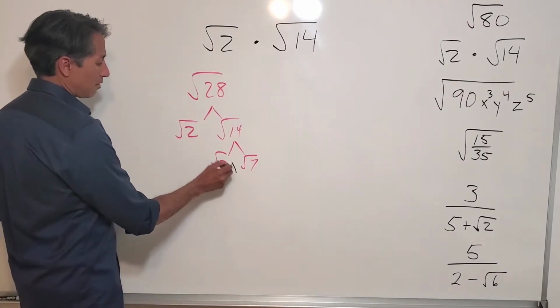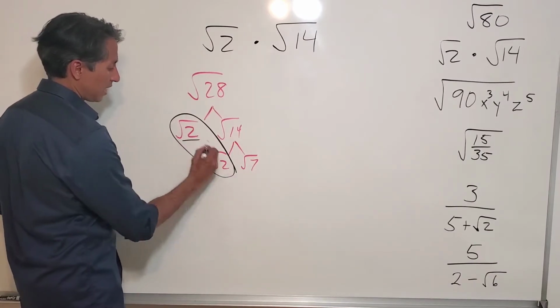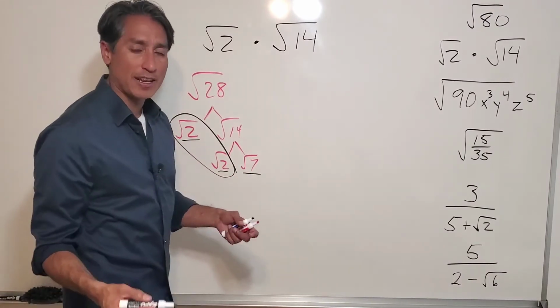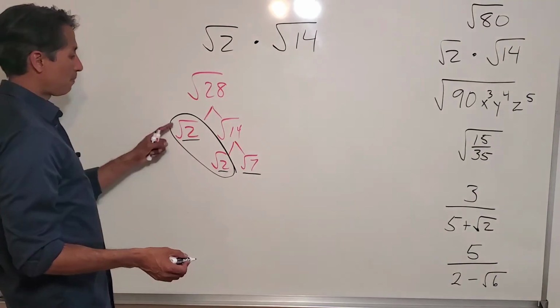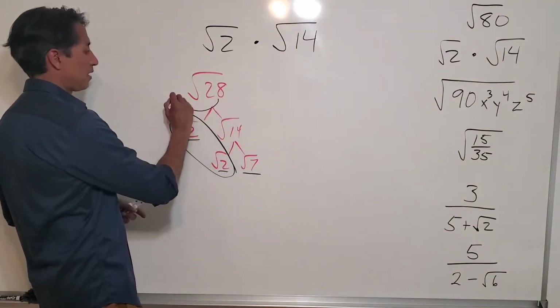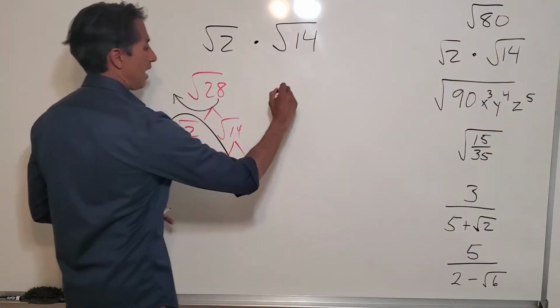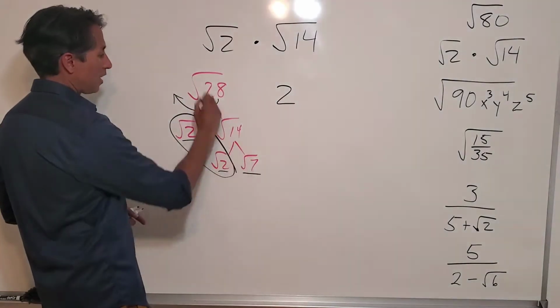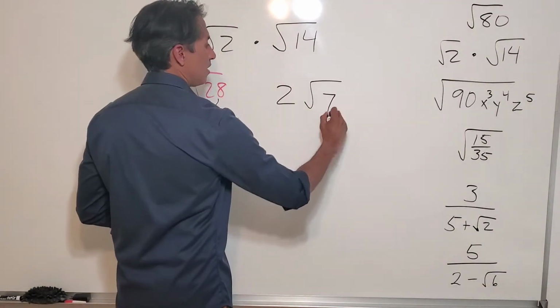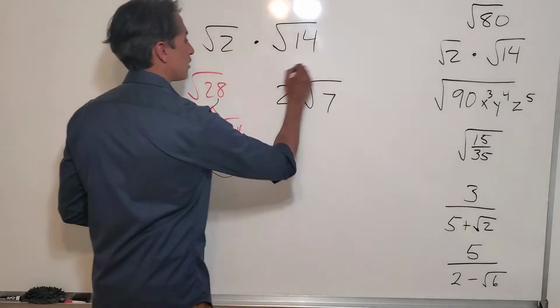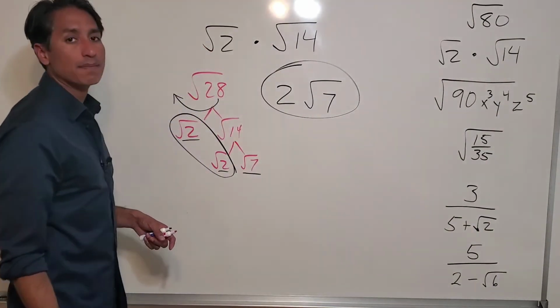So, do I have any doubles? Yes, I do, because I had this guy as my final parts. So, I pull out my double from underneath the square root sign. I have a 2. What's left underneath the square root sign? A 7. I circle my answer, and I'm done.